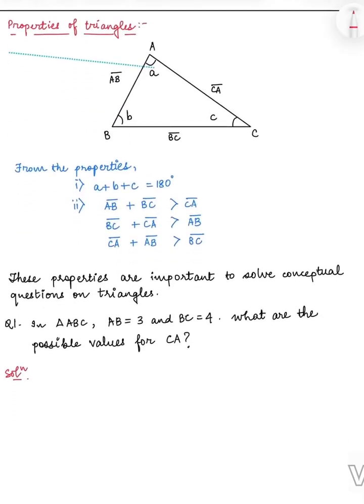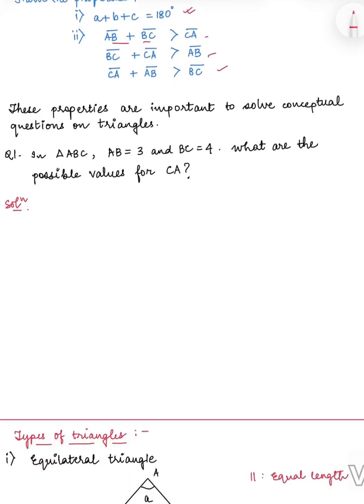So as I explained before, if this is the triangle ABC, then A plus B plus C will be 180 degrees, and from the second property we can say that AB plus BC will be greater than CA. Again, BC plus CA will be greater than AB and CA plus AB will be greater than BC. So these are the properties which must be kept in mind. Let's solve some questions so that we can grasp this concept better.